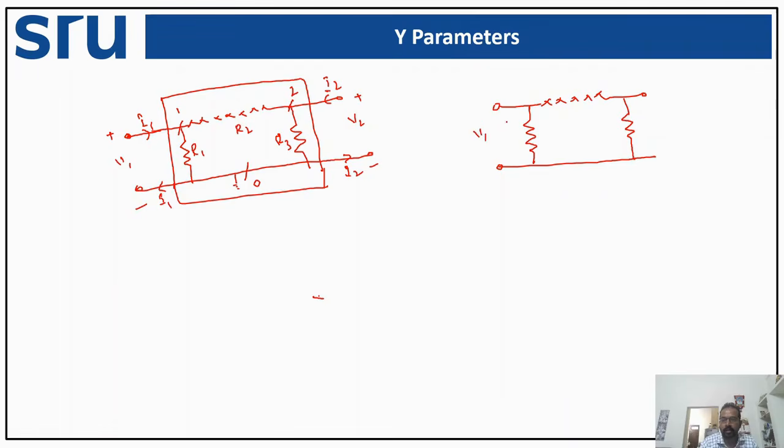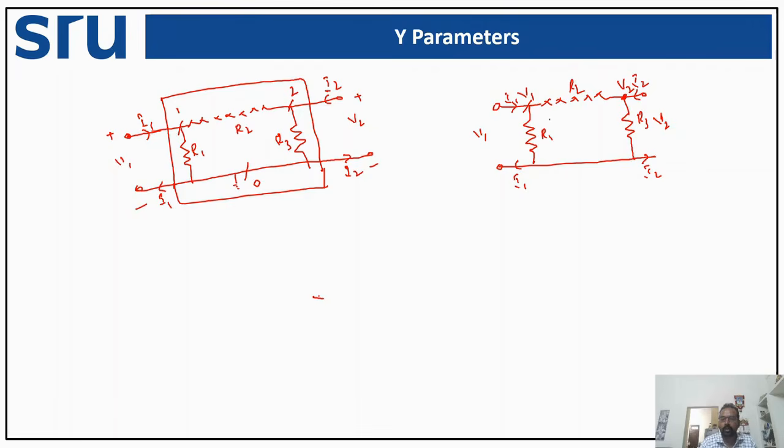So this is V1, and this will also be V1 because there is no voltage drop across these two nodes. This is V2 and the current injected here is I2, and the voltage at this point also will be V2. The outgoing current at this terminal is I1, and the values are R1, R2 and R3.